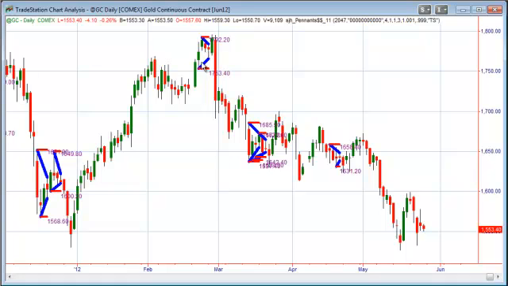Now these show areas of congestion, and usually after an area of congestion the market will move kind of erratically. You can see this congestion area right here and the large move that happens right after that. And again, we've got two areas of congestion right here in the center of the chart and a move that follows that of some size.